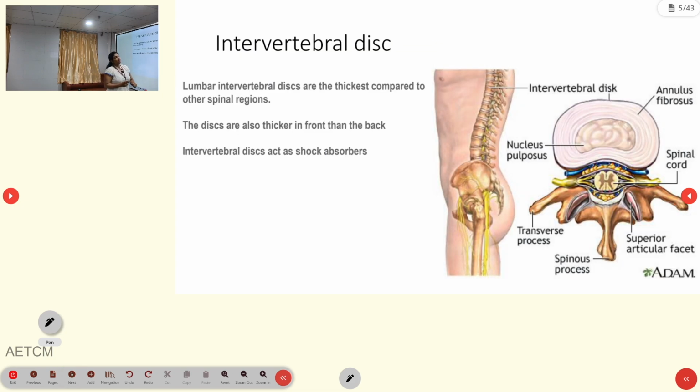The intervertebral disc is present in between the two vertebrae, and it consists of the outer annulus fibrosus and the inner nucleus pulposus. The annulus fibrosus is made up of several layers of collagen fibers and is densely compact. The nucleus pulposus is a jelly-like material which is situated in the center. The disc is thicker in the front and thinner at the back, and the main function of the intervertebral disc is that it acts as a shock absorber.